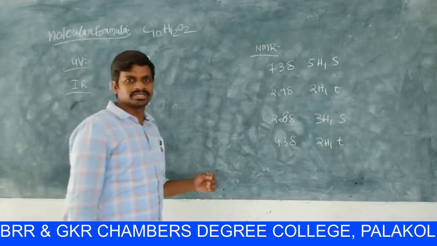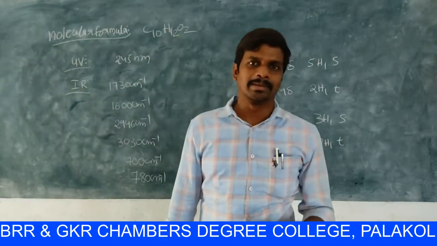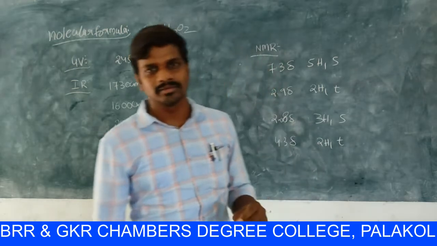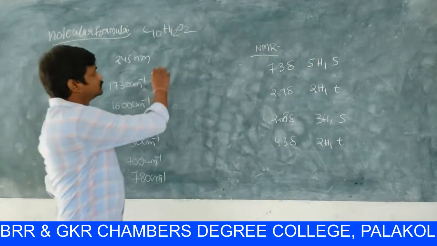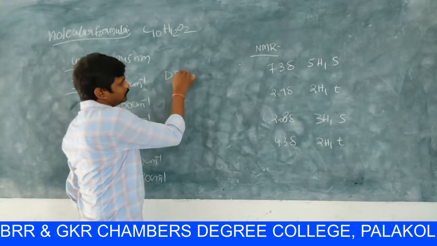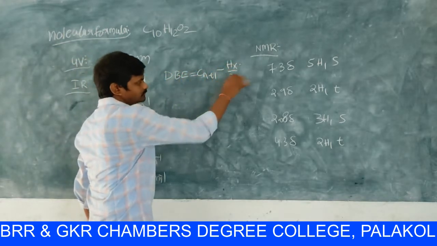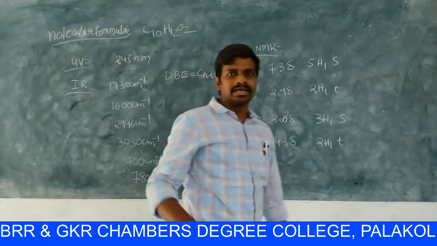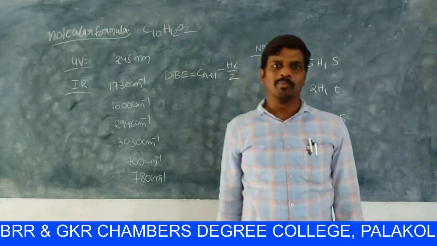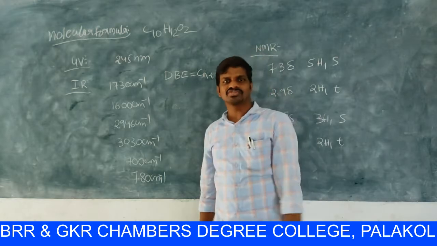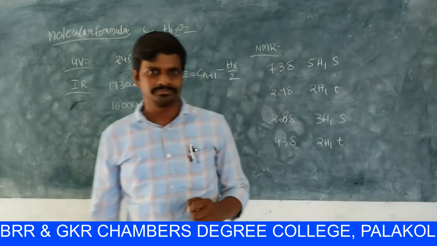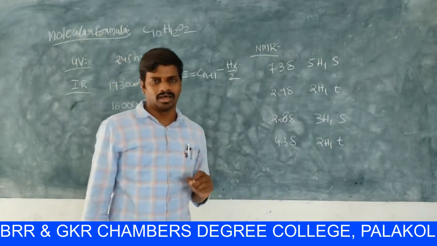C10H12O2. So first of all, we have discussed double bond equivalence, the number of double bonds present in the organic molecule. The double bond equivalence is equal to Cn plus 1 minus Hx by 2. In the last session, we already clearly explained double bond equivalence. The double bond equivalence formula completely depends on the elements present in the organic molecule.